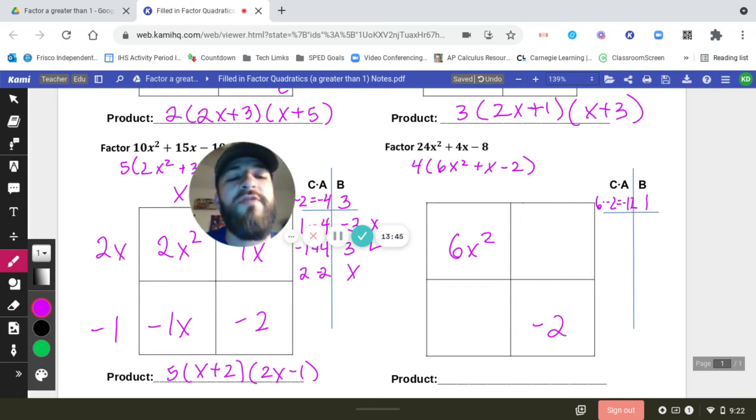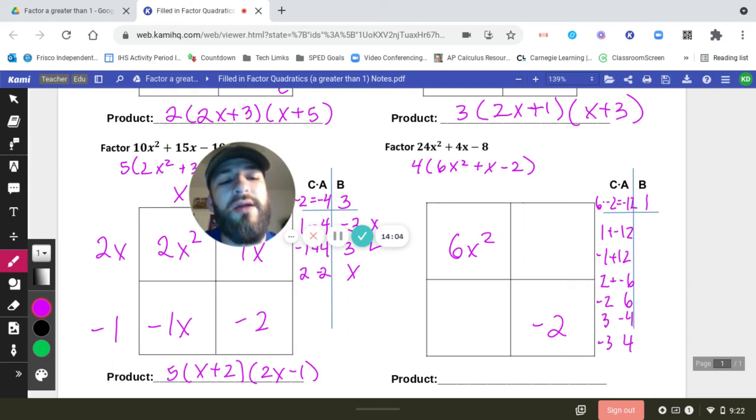So negative 12, we of course have 1 and negative 12, as well as negative 1 and 12. We have 2 and negative 6, along with negative 2 and 6. And we have 3 and negative 4, along with negative 3 and 4. So adding these all up and across, 1 minus 12 is negative 11. Negative 1 plus 12 is 11. 2 minus 6 is negative 4. Negative 2 plus 6 is 4. 3 minus 4 is negative 1. And negative 3 plus 4 is 1, which is what we're looking for.